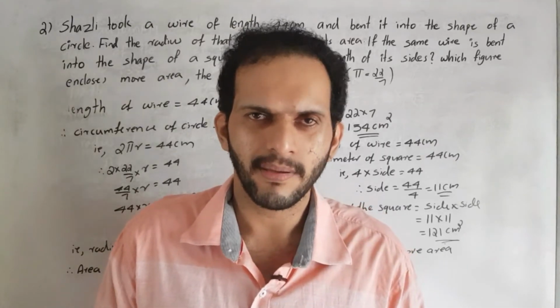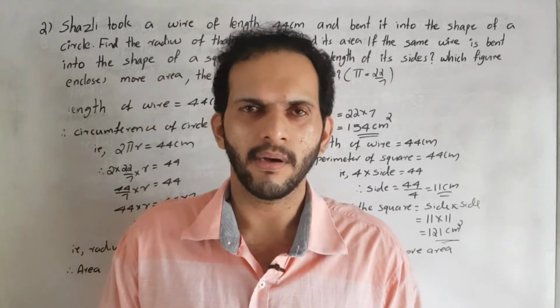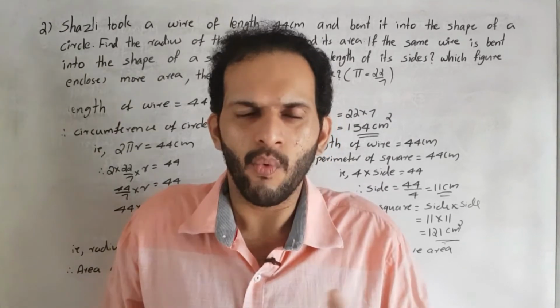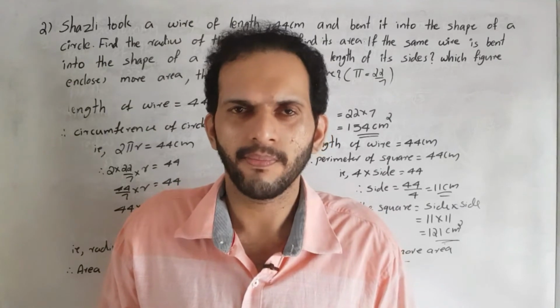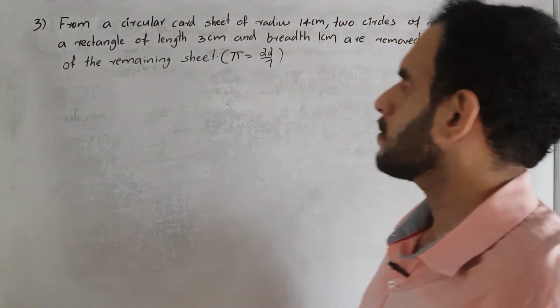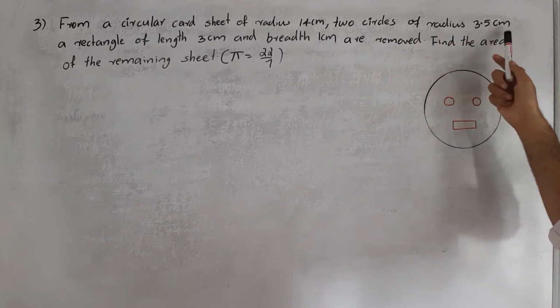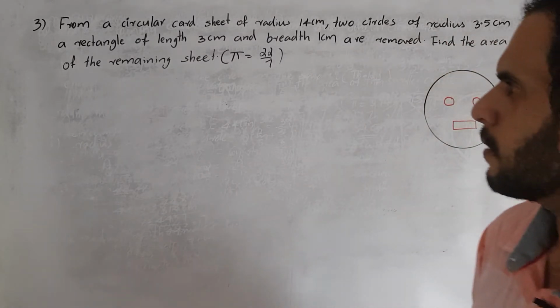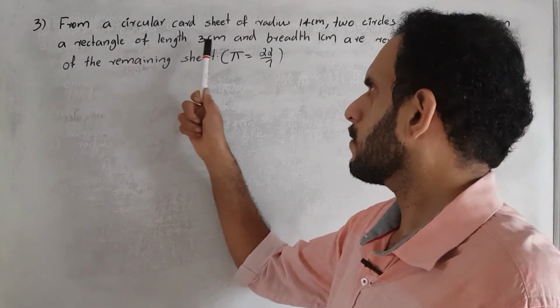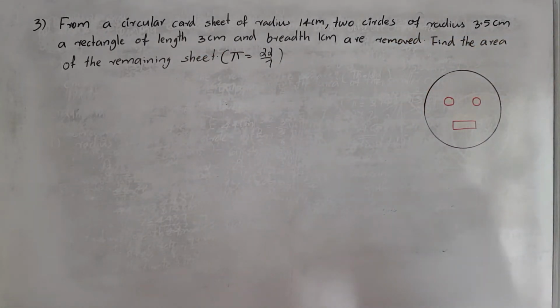I think you got the idea of how to find the area of circle and how to find the area of square, and what idea we followed here. The next question is like this. From a circular card sheet of radius 14 centimeter, two circles of radius 3.5 centimeter and a rectangle of length 3 centimeter and breadth 1 centimeter are removed. Find the area of the remaining sheet.